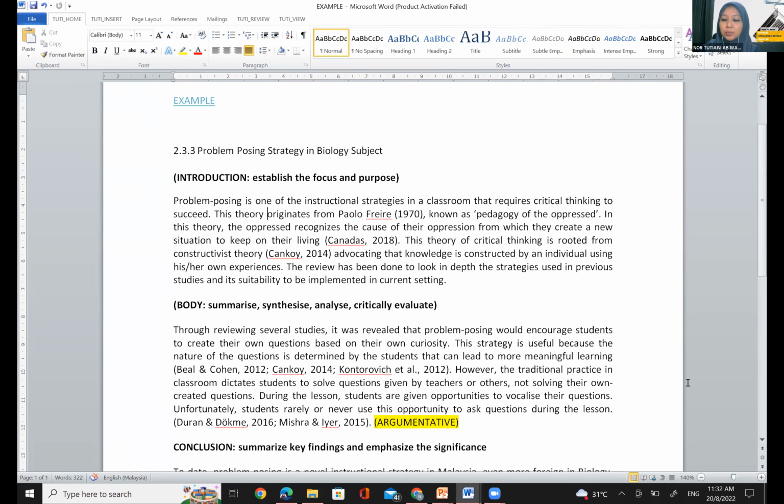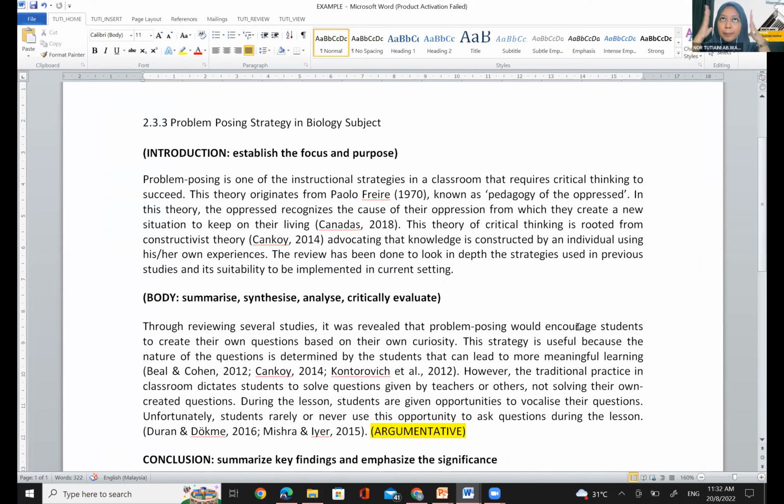Okay, so as you can see, you boleh baca kat sini. I pun bacalah sikit-sikit kan untuk dapat the idea. Bukan nak suruh you faham the content, untuk dapatkan the idea. Okay, so I start with problem posing is one of the instructional strategies in the classroom that requires critical thinking to succeed. This theory originates from this particular person. Okay, and then this theory also rooted from constructivist theory. Okay, so I mentioned introduction je, very light punya definition, and then what is actually problem posing ni.